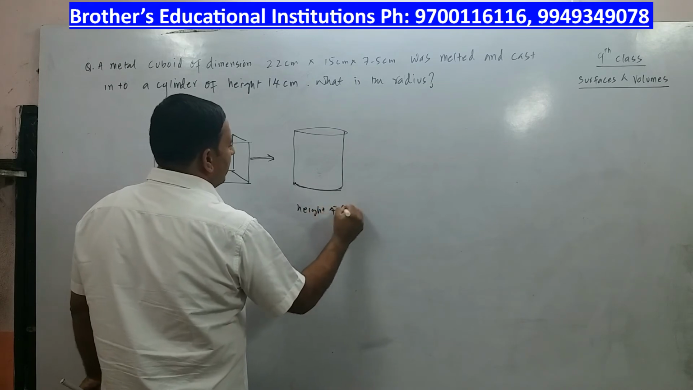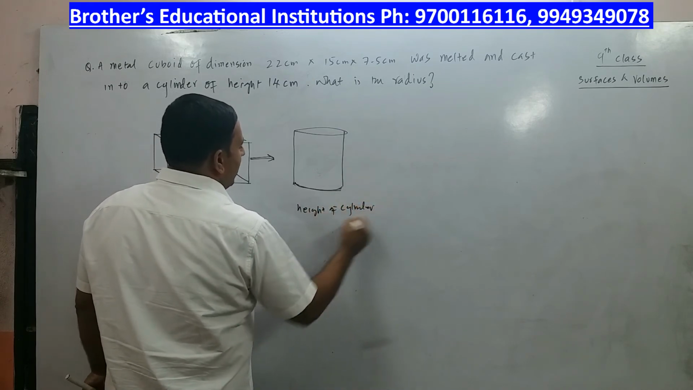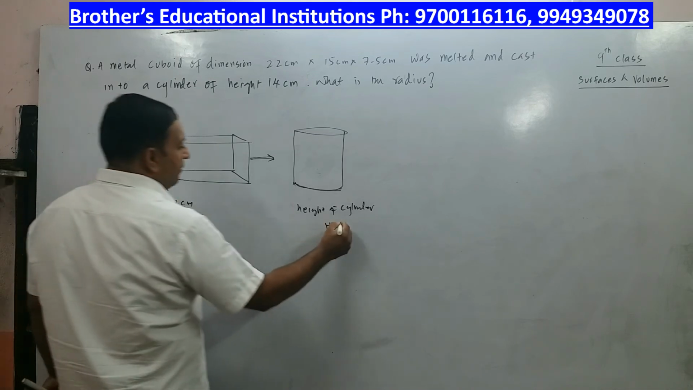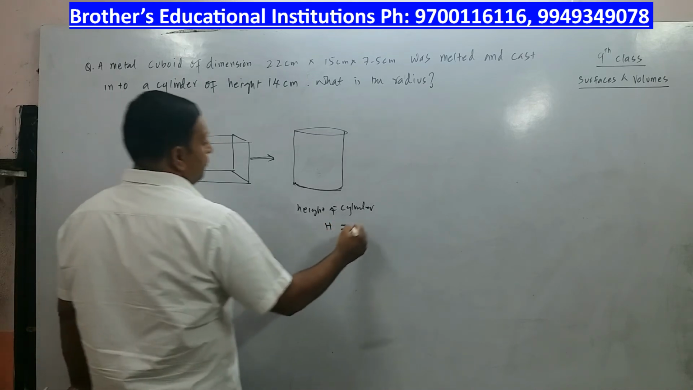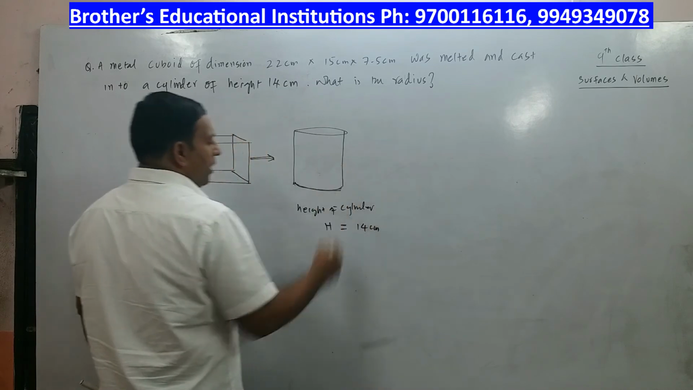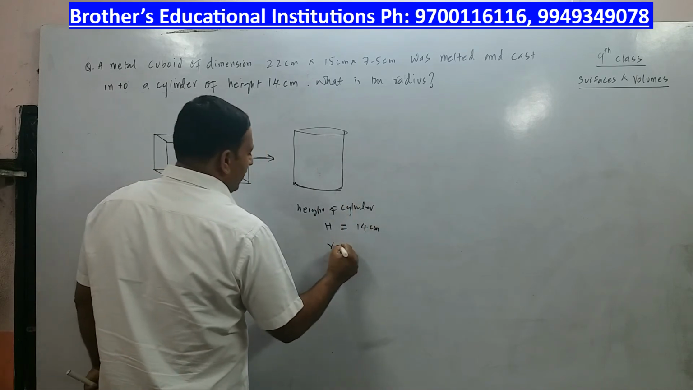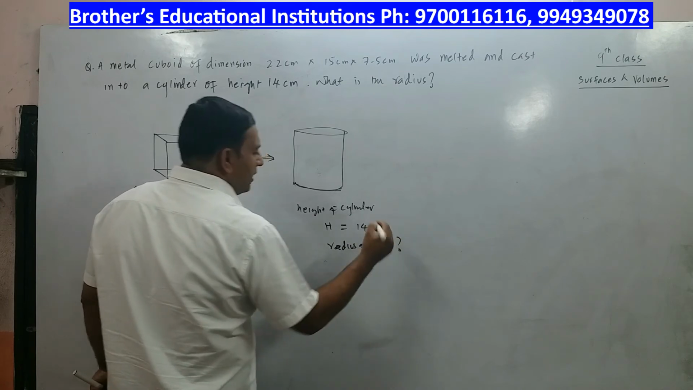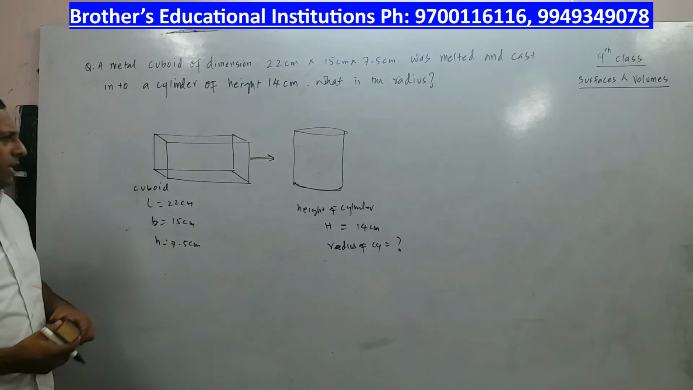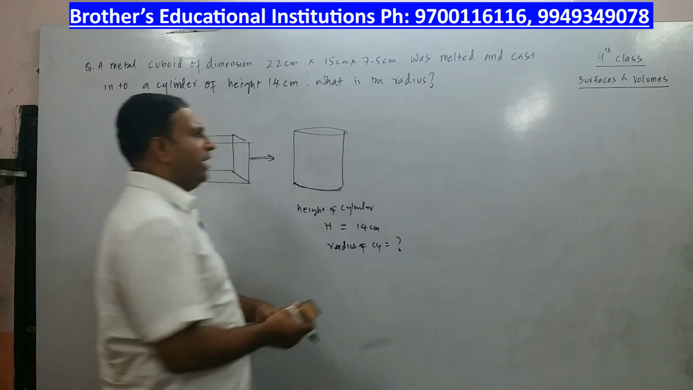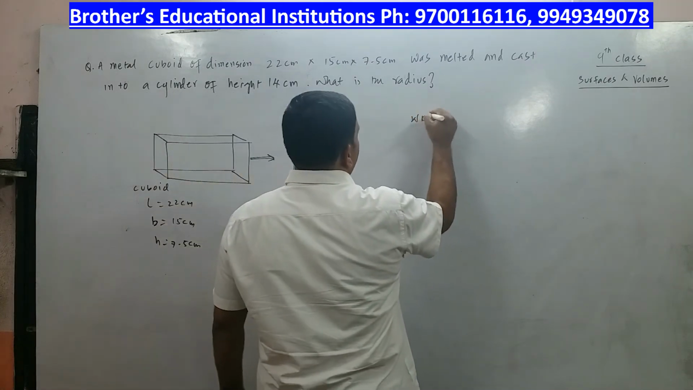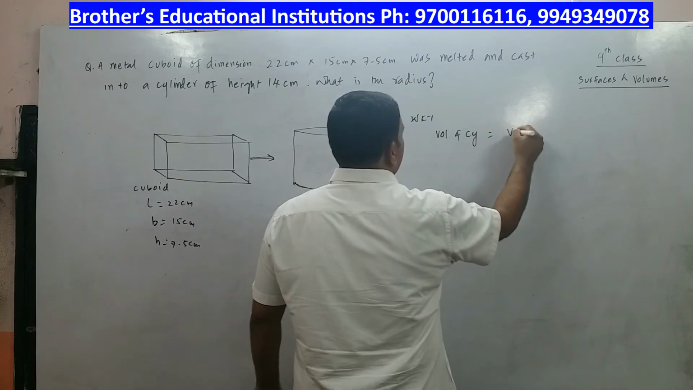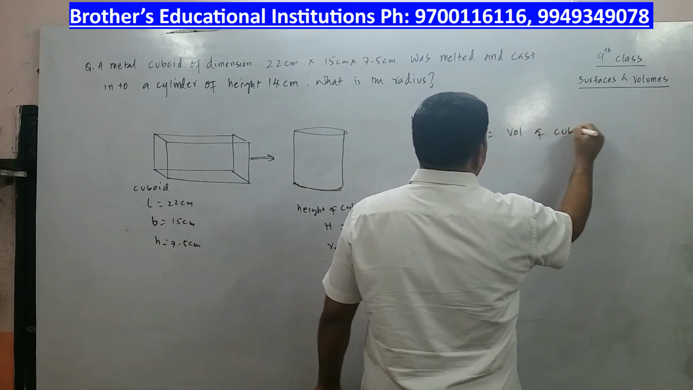Height of cylinder, h. This is already h there, so I am taking that as capital H. Height of cylinder, capital H, is equal to how much? 14 centimeters. Now what are you supposed to find? You are supposed to find the radius of the cylinder. Radius of cylinder is a question mark. Now what is important is, we know that volume will not change. I will write, we know that volume of cylinder is equal to volume of cuboid.